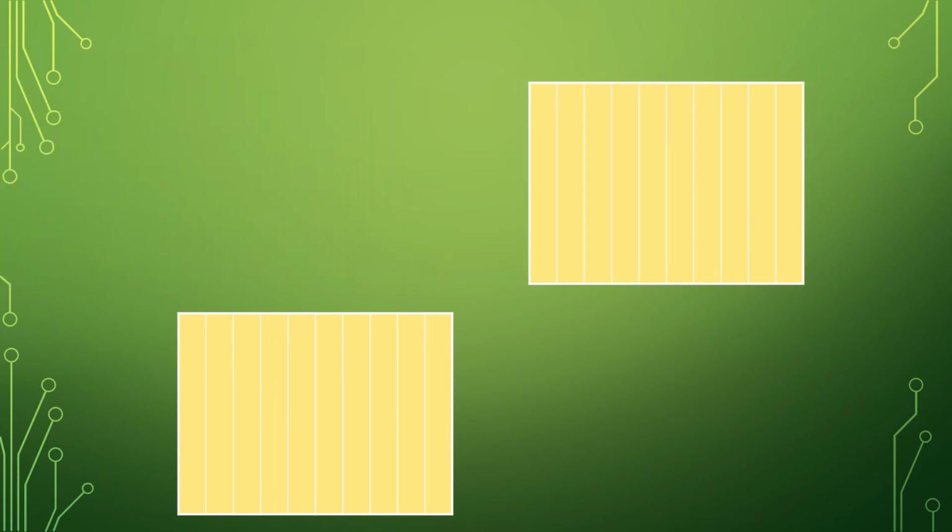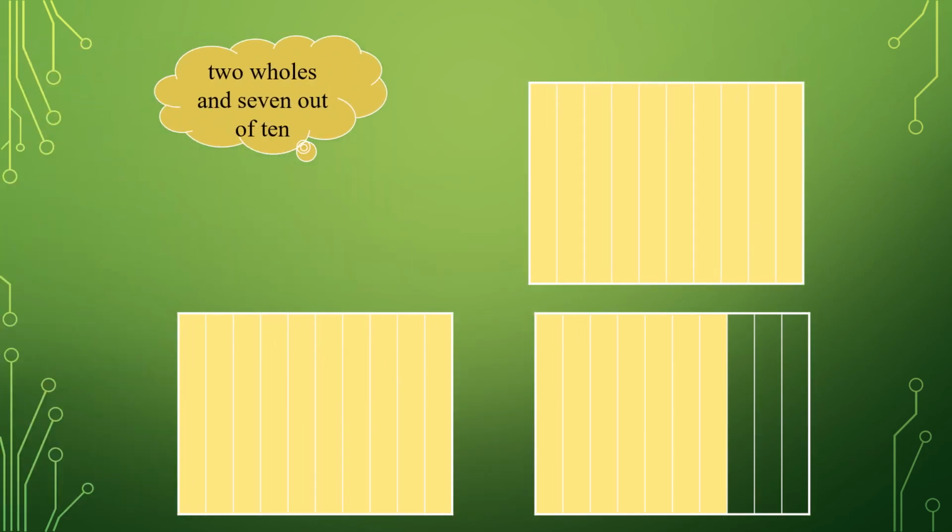Now if the question is like this, here you have two wholes. Two whole parts means all are shaded. In this question all the parts are shaded. And in this part, 1, 2, 3, 4, 5, 6, 7, only 7 parts are shaded. Here the complete picture is shaded, but here only 7 parts are shaded. Two wholes and 7 out of 10. So what will be the answer of this?